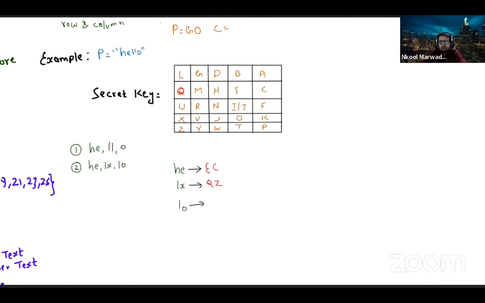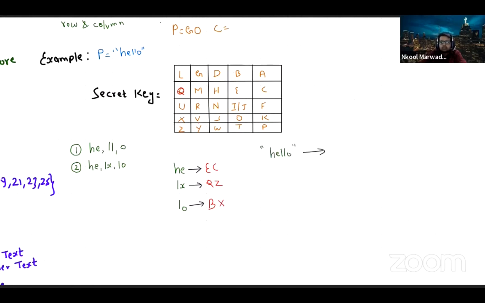And for O, we have to do the same exercise. Draw a horizontal line and a vertical line. The intersection is X. And hence capital X will be the cipher for the O. So this is the ciphertext we got. The idea is that in Playfair cipher, hello will be converted into this ciphertext.